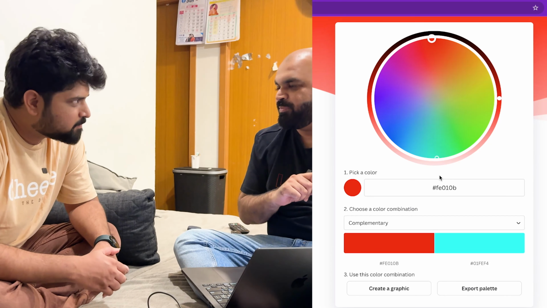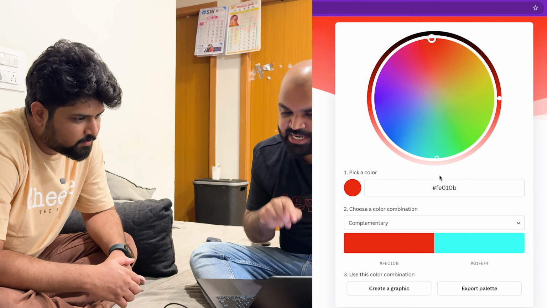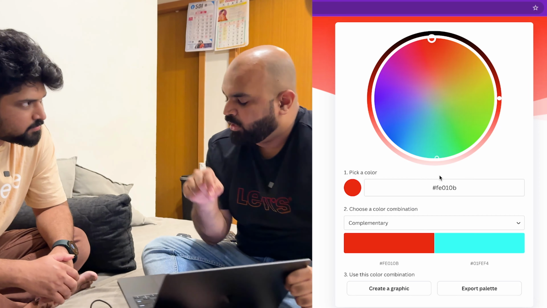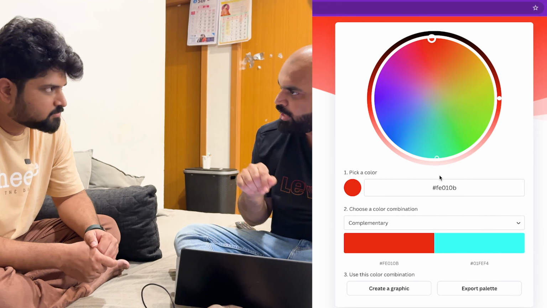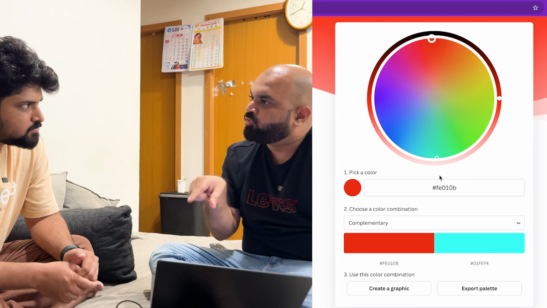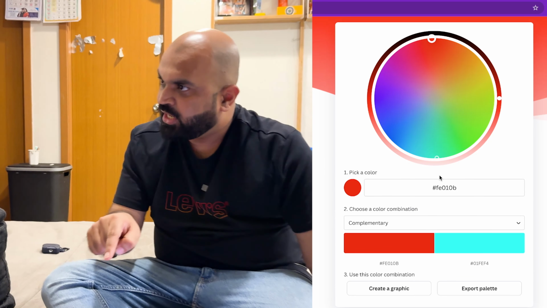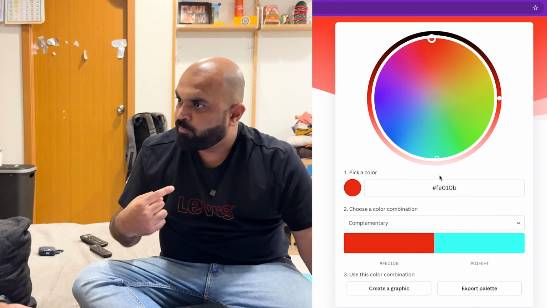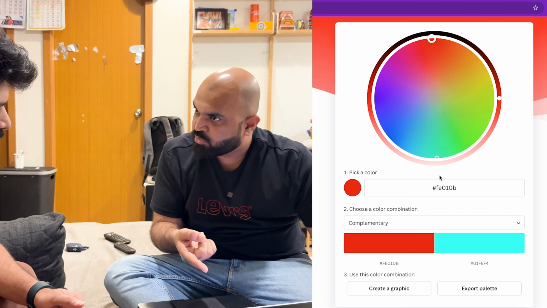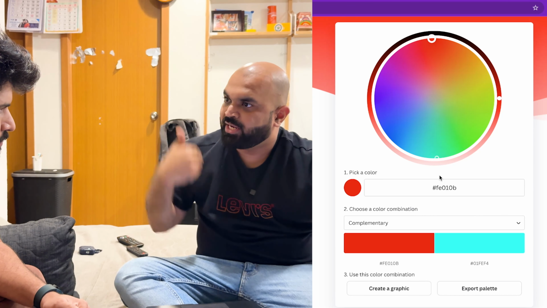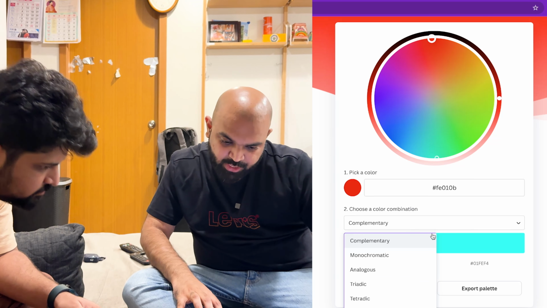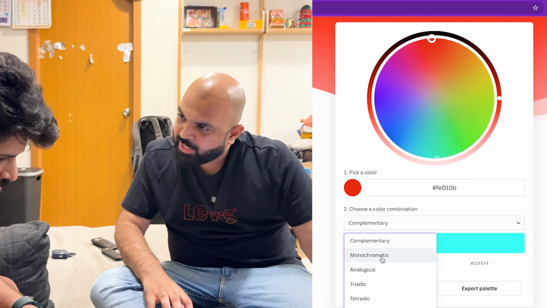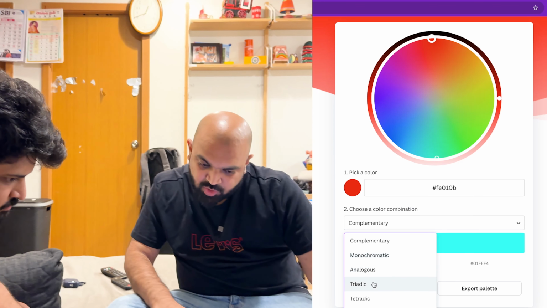Basically the thing is, if colors have to look good together, they need to be in any one of these relationships. There are multiple relationships here. That 180 degrees whatever you saw is called a complementary relationship, because it's exactly complementing the other color. Now there are other relationships. If you see here, there is something called a monochromatic relationship, analogous, triadic, tetradic.